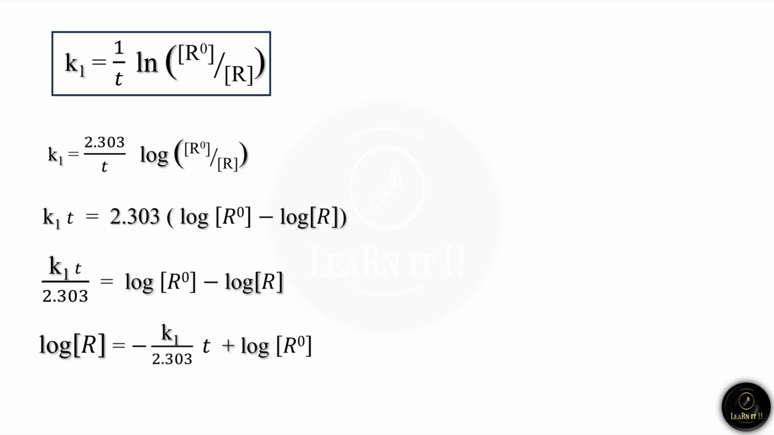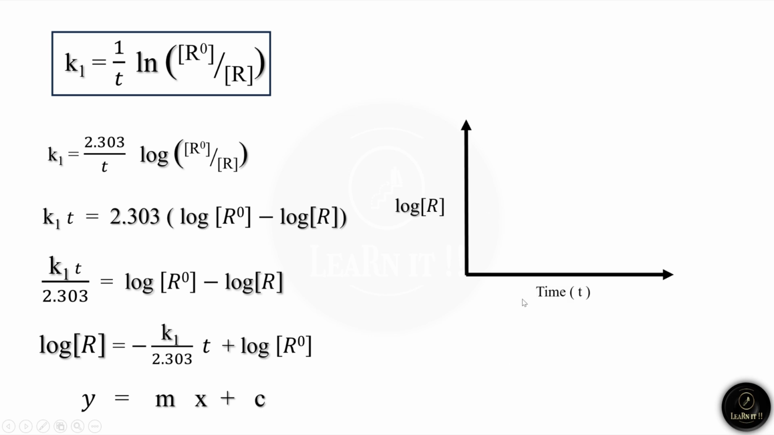When we rearrange, we get log of [R] on the left side, which is equal to minus K1 divided by 2.303 into T plus log[R]naught as it is. This resembles the equation of a straight line, that is y is equal to mx plus c. When we plot a graph of log[R] versus T, we get a straight line with a y-intercept of log[R]naught and a slope of minus K1 divided by 2.303.